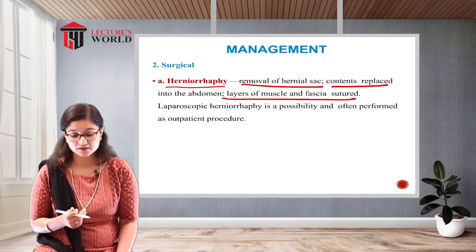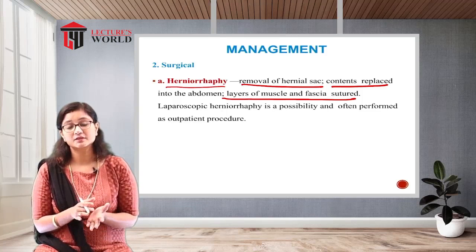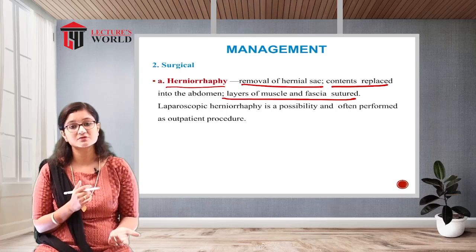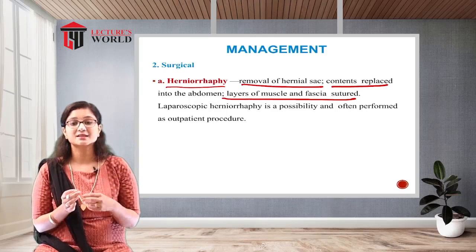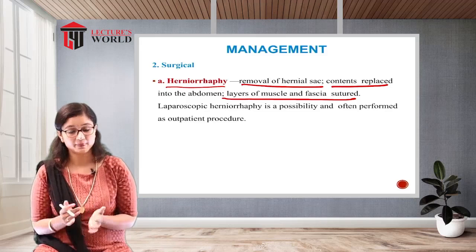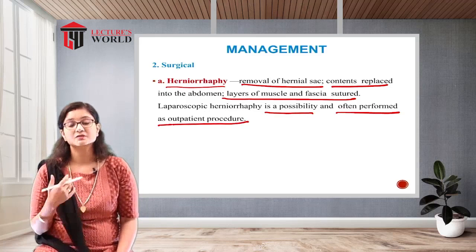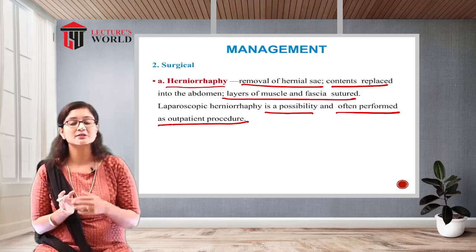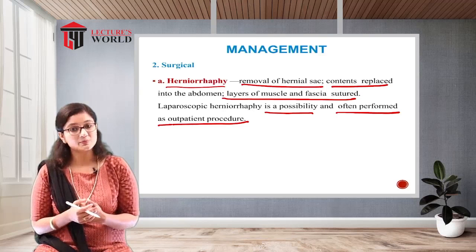Layers of muscles and fascia are sutured back, and most commonly, instead of doing an open abdominal surgery, it can be done through laparoscopic surgery. Nowadays physicians are opting for laparoscopic surgeries. Why? Because there is a smaller incision, less blood loss, and the recovery of the patient is a little faster. So laparoscopic herniorrhaphy is a possibility and is often performed as an outpatient measure also. Outpatient means the person is taken directly from the OPD into the operation theater, and maybe after 1-2 days, he can go back to his house.